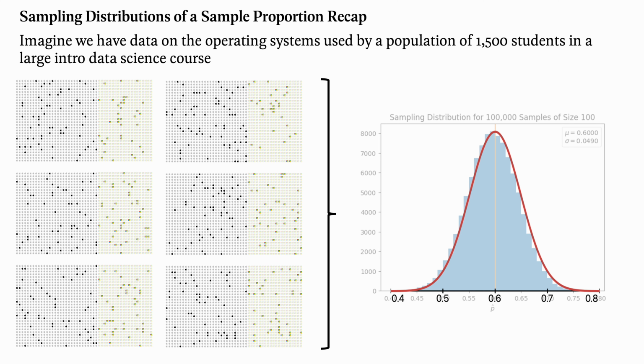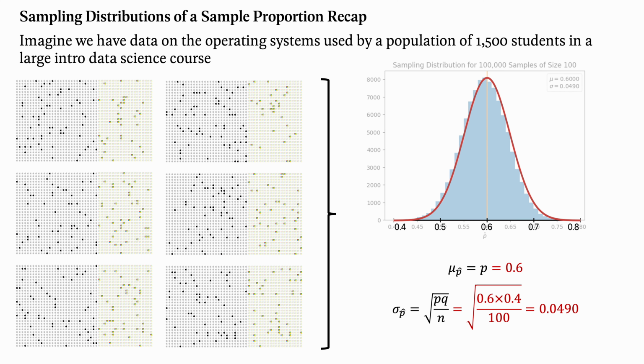We plotted the simulated results of many sample proportions on a histogram and found it to be approximately normal. And we found that the parameters used to generate the normal distribution was that the mean had to be the population proportion, which in this case was 0.6, and the standard deviation was the population proportion multiplied by its complement, divided by the sample size, and the square root of that whole thing.